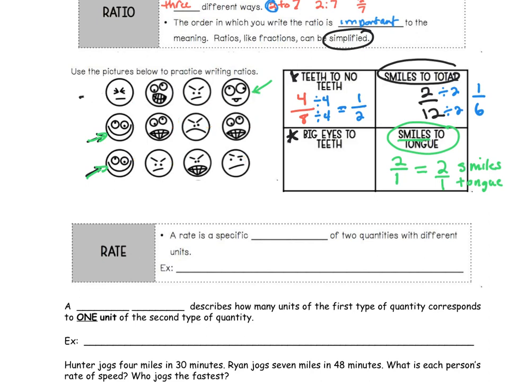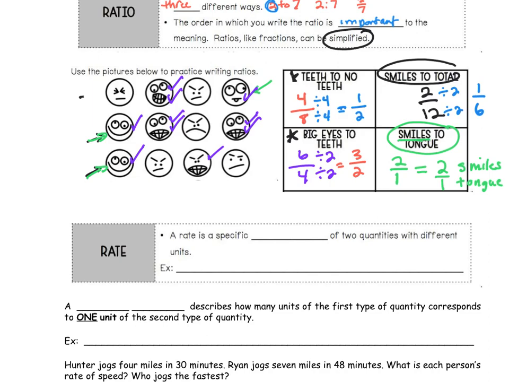Next, we're asked about big eyes. So I see 1, 2, 3, 4, 5, 6 figures that have big eyes compared to teeth. So I see 1, 2, 3, 4 faces that are showing teeth. So again, the greatest common factor for both of these would be 2. And so we'd prefer to write this as 3 over 2. So 3 faces with big eyes compared to 2 that have teeth would be the reduced form of this.